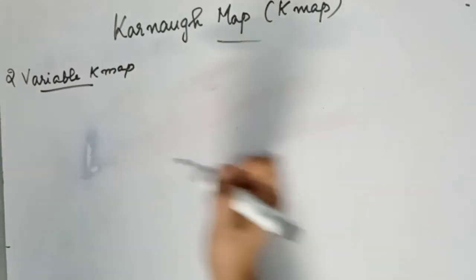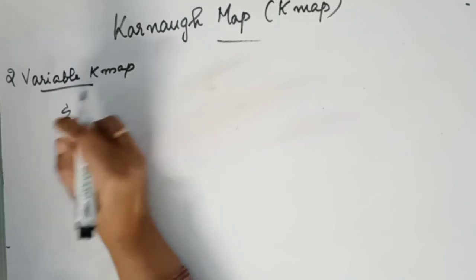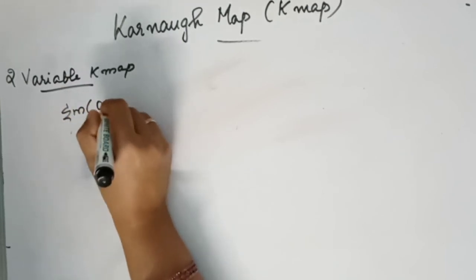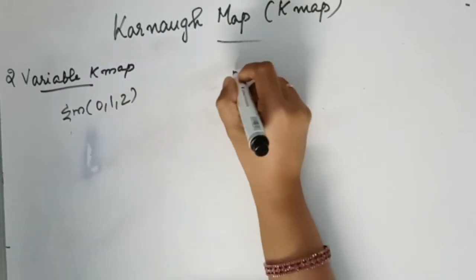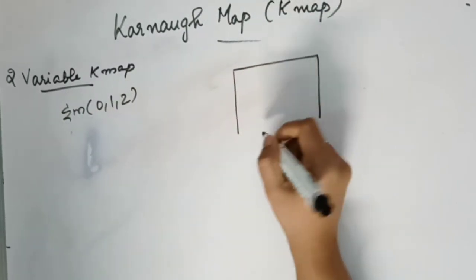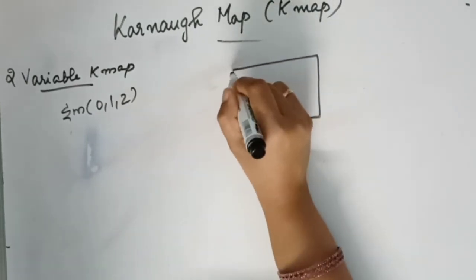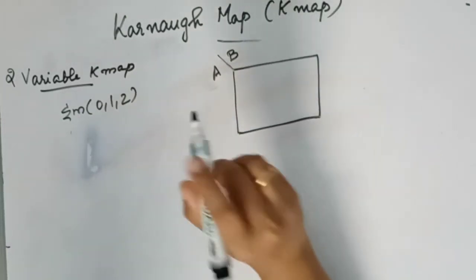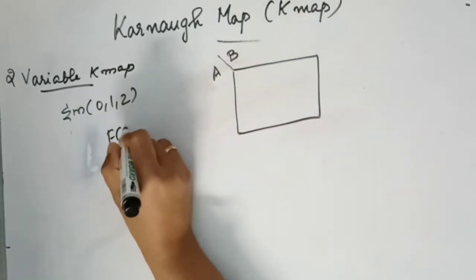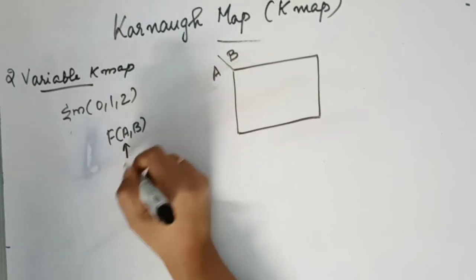So my question was sigma m 0, 1, 2, function of AB. For that you have to draw a table like this. So it is A, B. So it was function of A comma B. This will be your MSB.